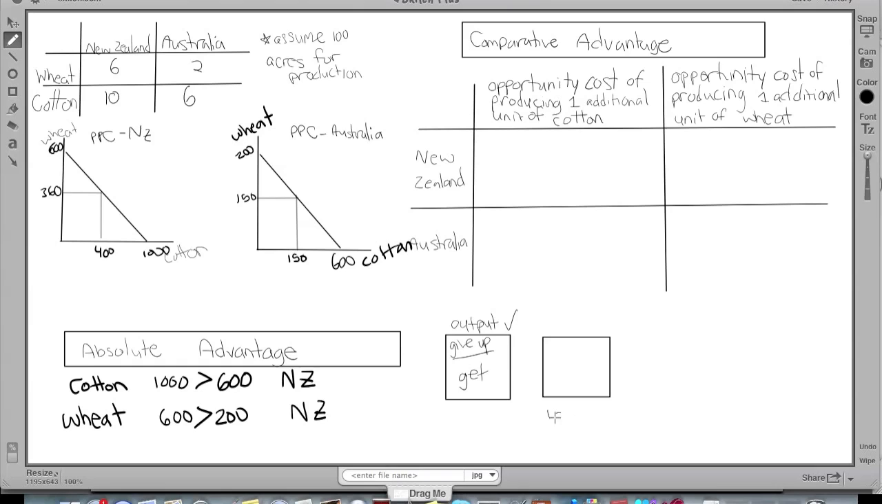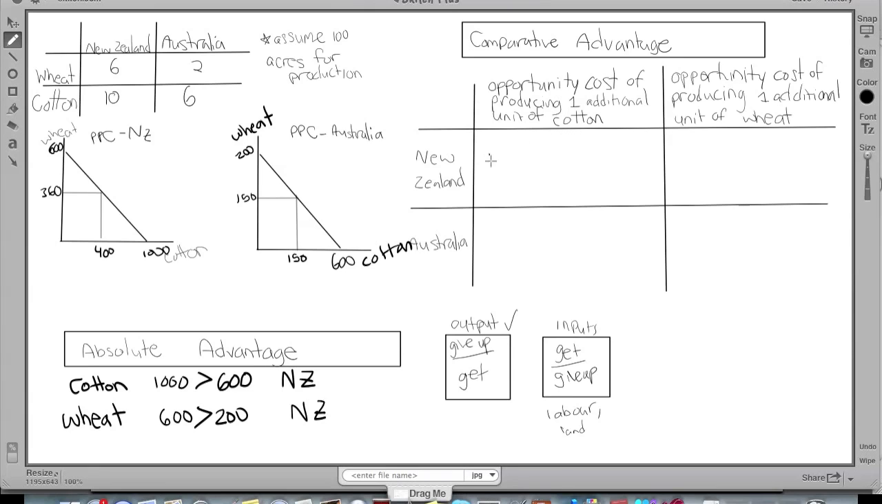But if you're using something like labor, or like hours or acres or like land, so any input to actually get an output, you're going to use a different formula. So these are called inputs, and you're going to use get over give up. So I'm going to explain a little bit more about these formulas. Okay, so with New Zealand, so opportunity cost of producing one additional unit of cotton. So this is how we're going to find the comparative advantage.